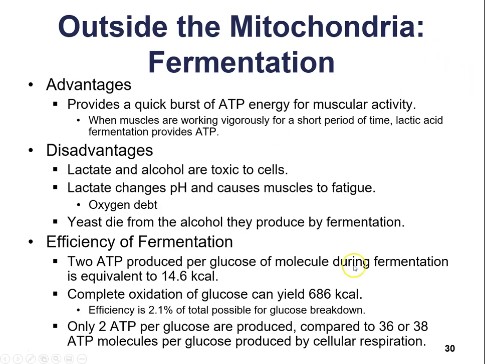All right. So in terms of the efficiency of fermentation, if you just want to compare, it says 2 ATP produced per glucose molecule during fermentation is equivalent to about 14.6 kcal. If you talk about the complete oxidation of glucose, meaning going through all 4 phases of cellular respiration that we talked about, you're going to yield about 686 kcal. So that's a huge difference. You're talking about 2 ATP versus 36 or 38. I think you guys can probably figure that out.